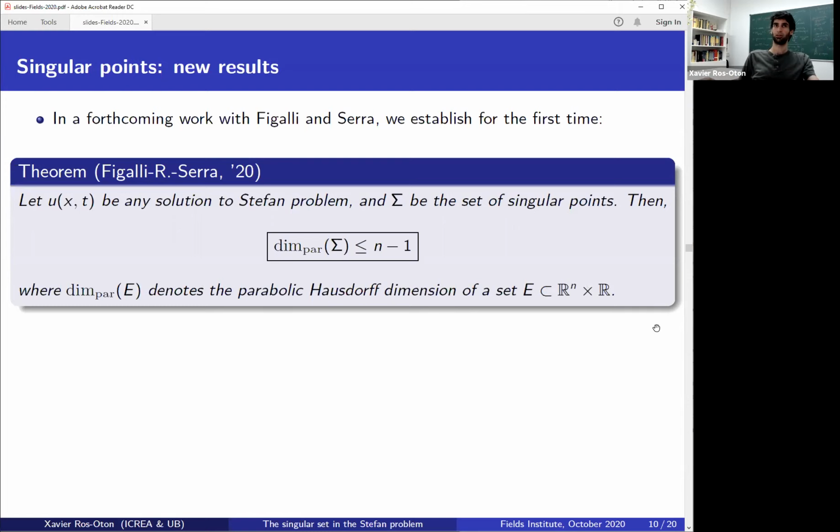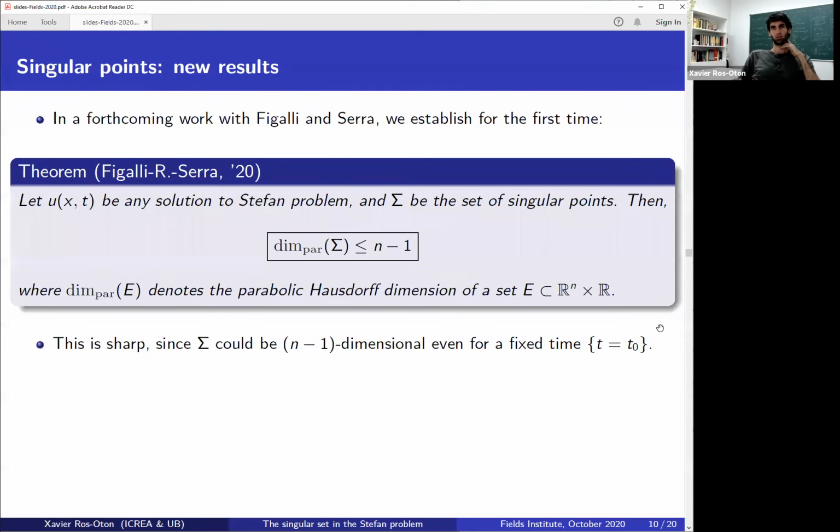So this is our first result that already solves this long-standing question about the size of the singular set. And notice that this constant n-1 is sharp, because even for a fixed time, the singular set could be n-1 dimensional.